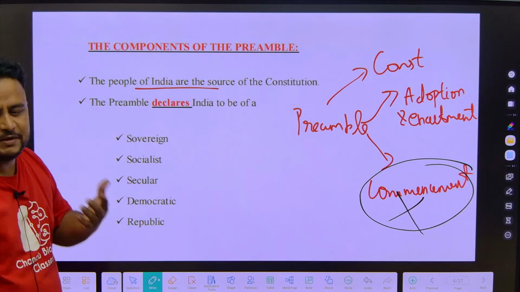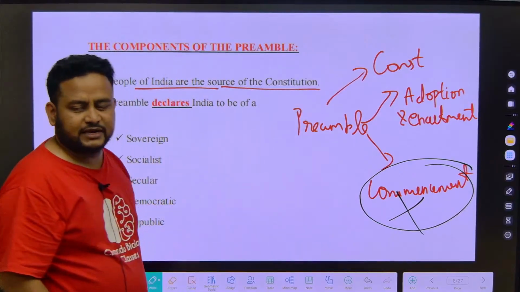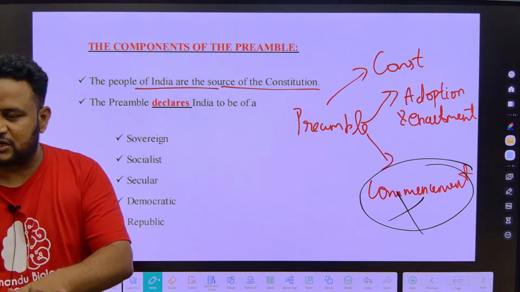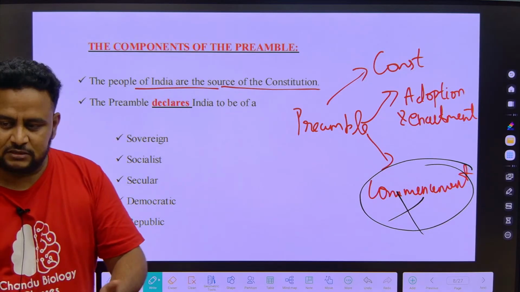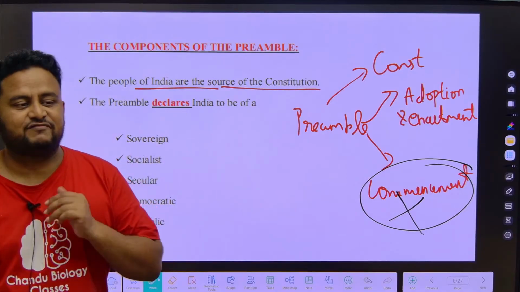So, "we the people" means what? The people of India are the source of the constitution. Who is the authority of the constitution? It is people only. If they ask which of the following is the authority of the constitution, the answer is people. Source of the constitution, it is people. The people of India are the source or authority of the constitution.